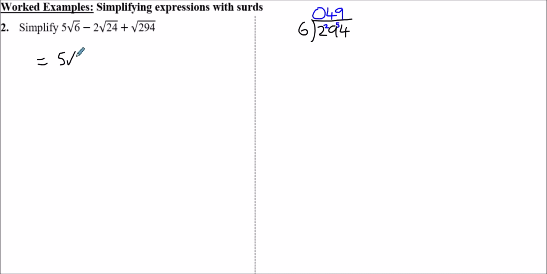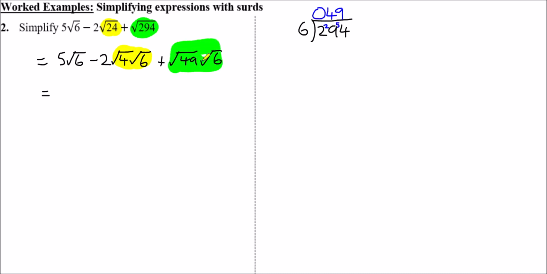So we have 5 root 6. Now root 24, 24 is the same as 4 times 6, and so I can rewrite root 24 as root 4, root 6. And 294 we've established is 6 times 49, and so I can rewrite root 294 as root 49, root 6. So now let's see if we can do anything further. Just to confirm, root 24 we've rewritten in this way, and root 294 we've rewritten in this way.